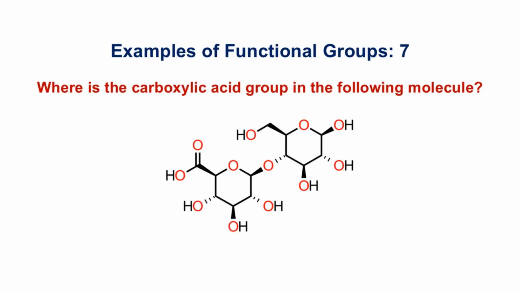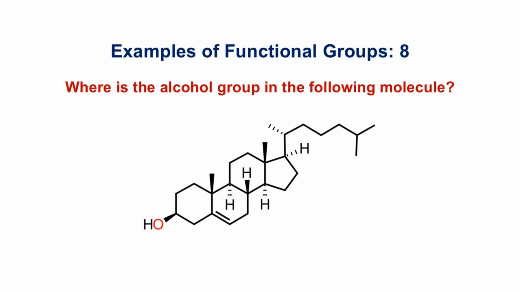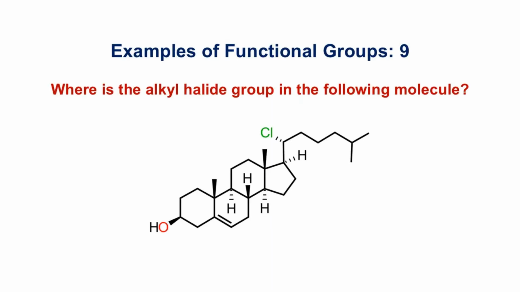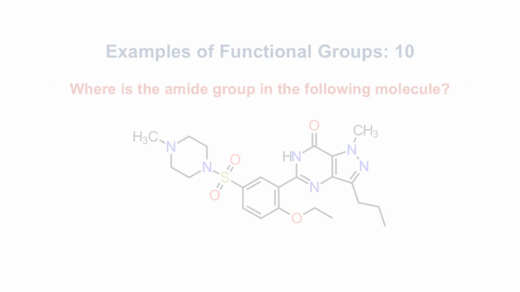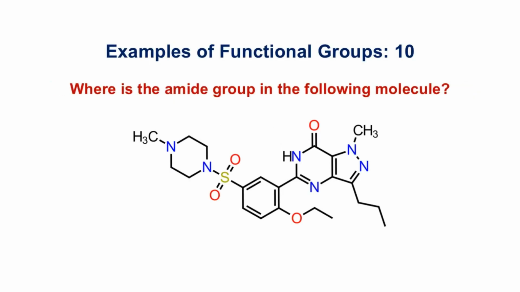Which functional group here matches a carboxylic acid? Only the OH group bonded to the carbonyl group matches the carboxylic acid. Within the cholesterol molecule, where's the alcohol? The OH group matches the alcohol definition. Indicate where the alkyl halide is in this molecule. The chlorine atom attached to carbon is an alkyl halide. Where is the amide group in this compound? The amide must have a nitrogen directly attached to a carbonyl group, which only matches the highlighted function.